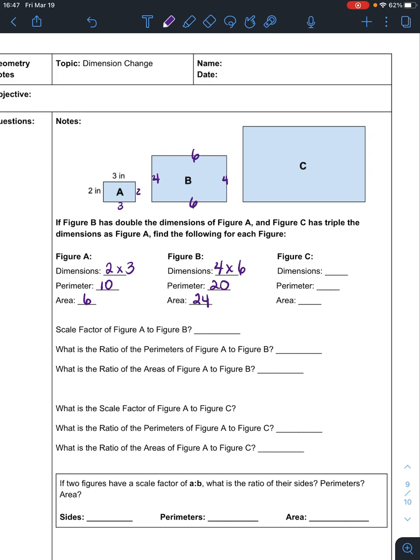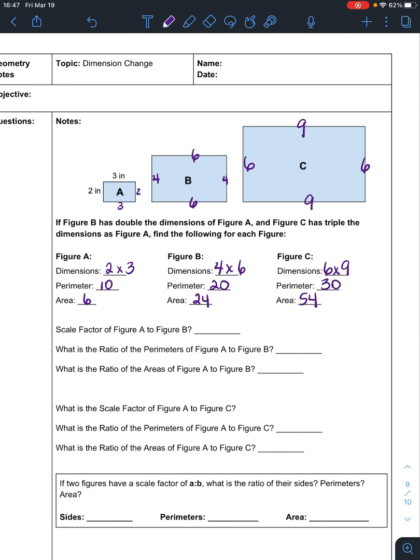Figure C, it says, has tripled the dimensions from figure A. So let's go back to figure A and let's triple it. So 2 times 3 is 6, and 3 times 3 is 9. So now my dimensions are 6 by 9. My perimeter is 12 plus 18, which is 30. And my area is 9 times 6, which is 54.